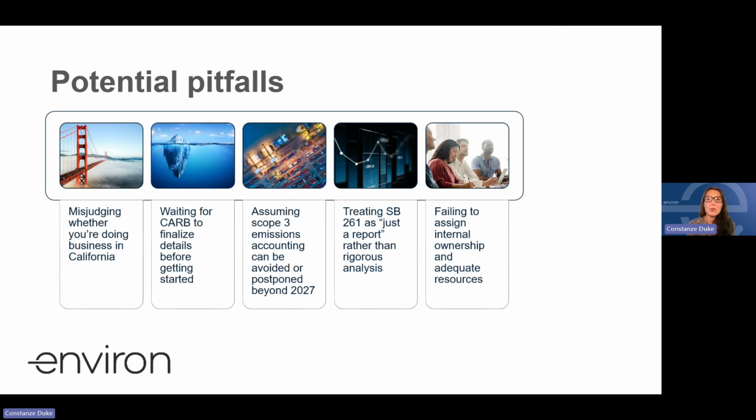Now, here are some things you want to avoid. The first one, obviously, is misjudging whether you do business in California and just not submitting, because that can result in those really steep fines. So be conservative, and in case of doubt, you can always consult your legal counsel. I mentioned that CARB is still working out some definitions and developing the submission portal. Don't wait for them to hammer out all those little details, because they will not change anything about the work that you have ahead of you.